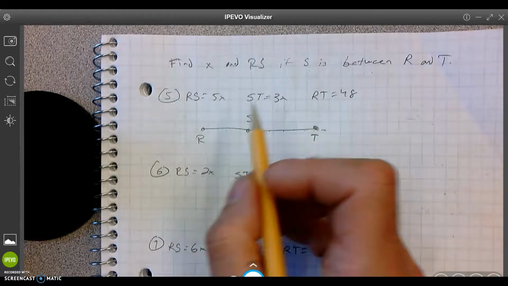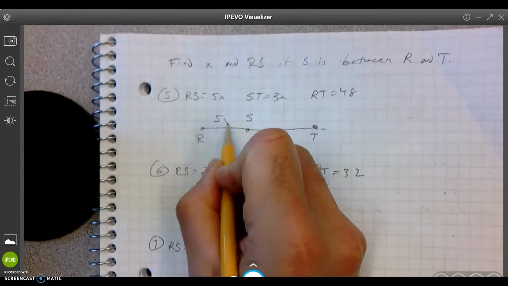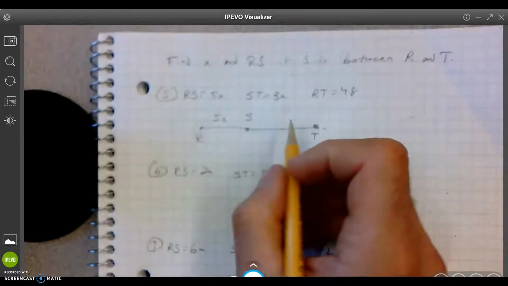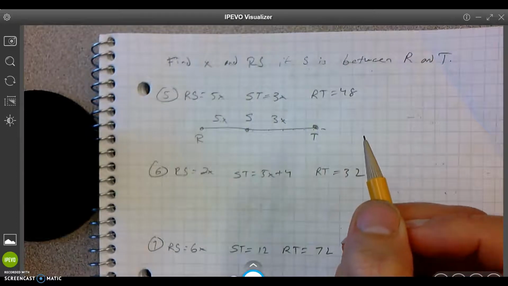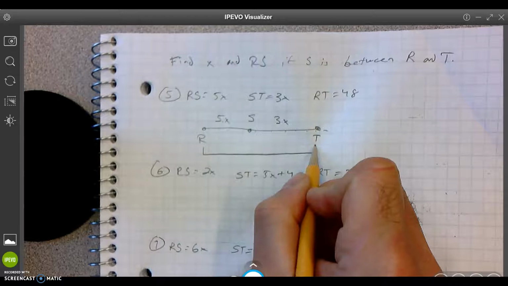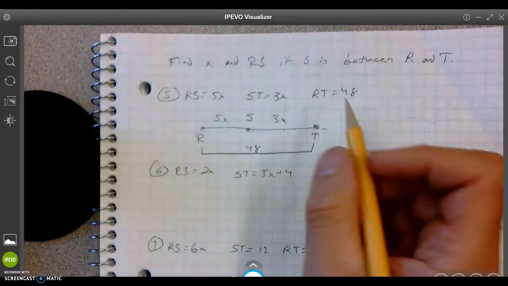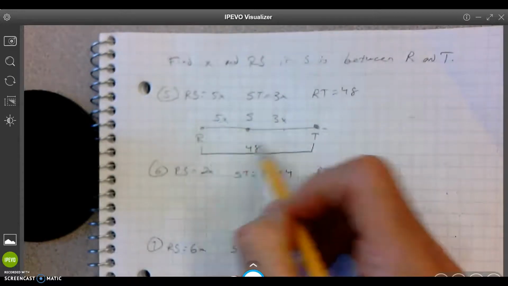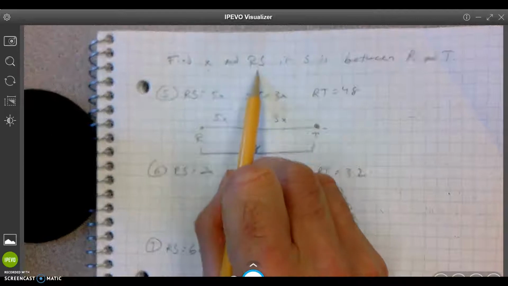Okay, now let's label. Step 2, let's label. RS is 5x. Doesn't matter where you put it, top or bottom. ST is 3x. And then RT is 48. This whole thing is 48. Okay, so now we're right back where we were in the first video. So now I have my picture, and so now I just have to solve for x and find RS.